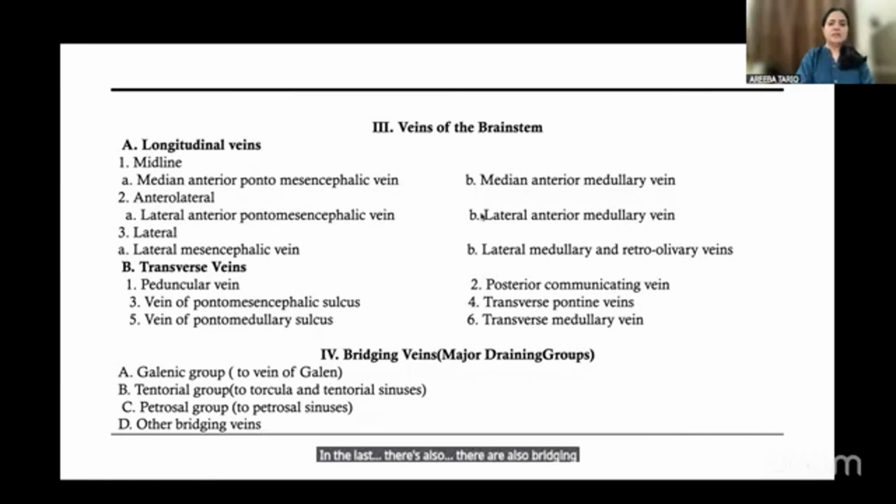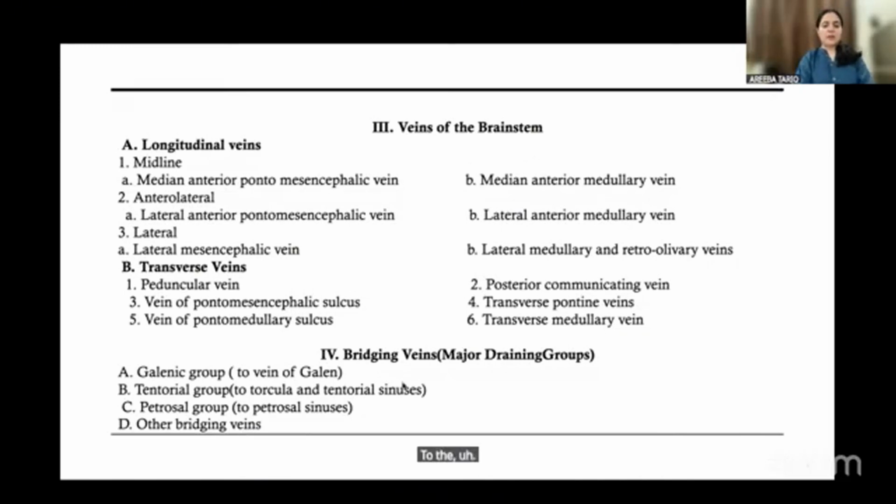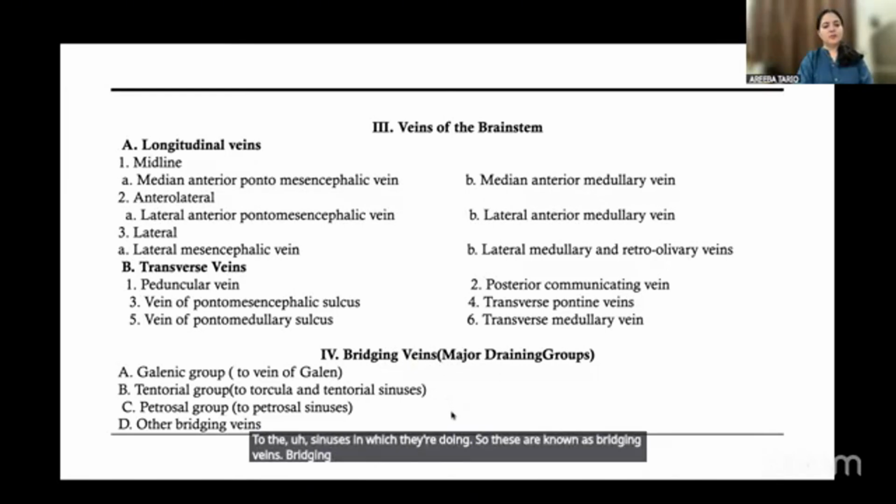Now, bridging veins are the veins that bridge these veins of the brainstem, superficial veins, and deep veins to the sinuses in which they are draining. So these are known as bridging veins. Bridging veins are divided into groups according to the sinuses in which they are draining.